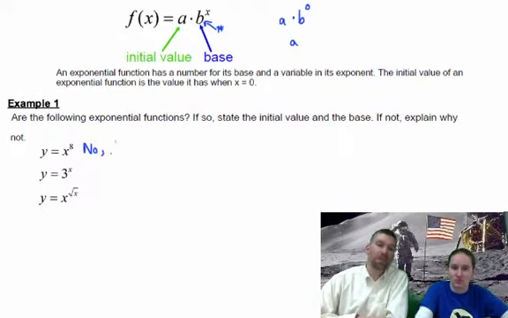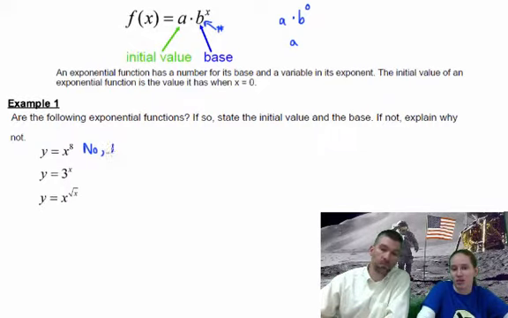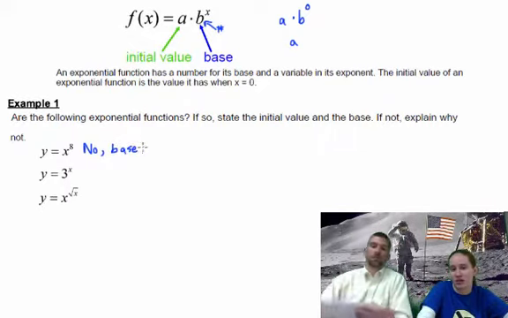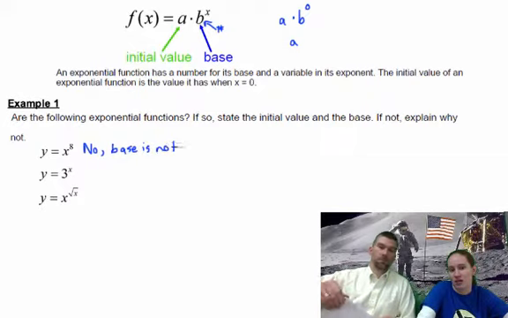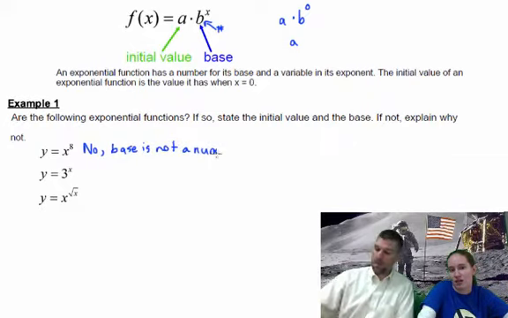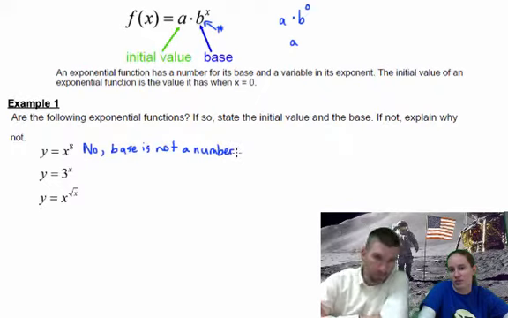Because the 8 can't be up there. If 8 and x were swapped, it would work. There are 2 reasons, and you could put both or either: our base is not a number, and our exponent is not a variable. Those are the 2 reasons there.